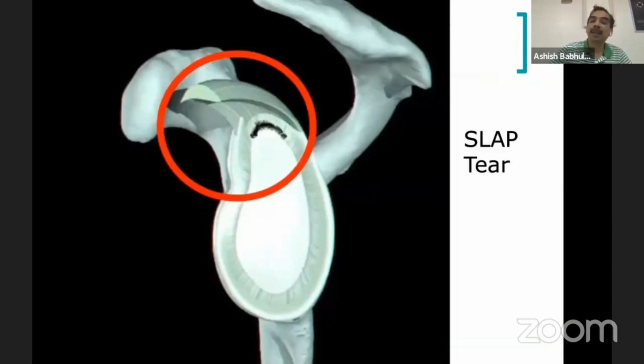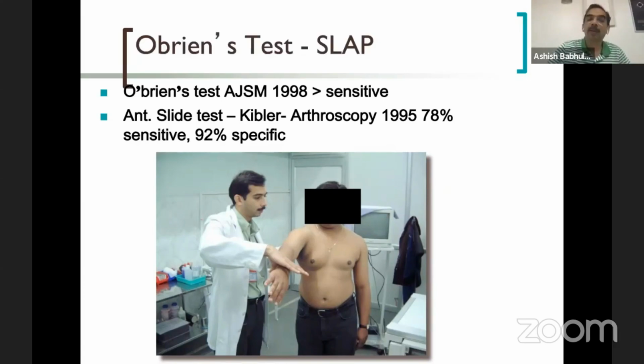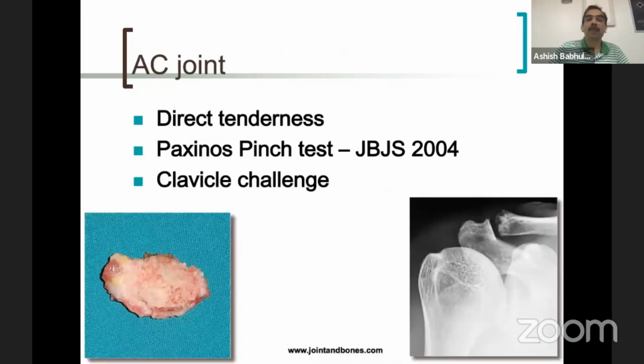Coming to SLAP tears, this is to be understood. There is no good test for SLAP tears. It's a tear of the superior labrum anterior to posterior. The O'Brien's test is one of the better tests, where you do a resisted testing in adduction, forward flexion at 90 degrees and with the thumbs down. But it's probably not a good test, but it's the only test we have to diagnose SLAP tears, really speaking.